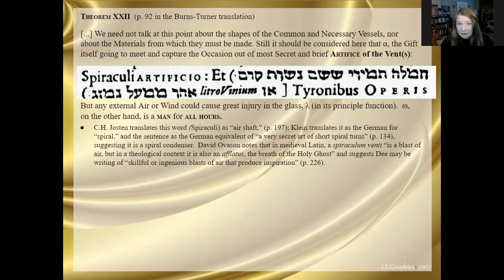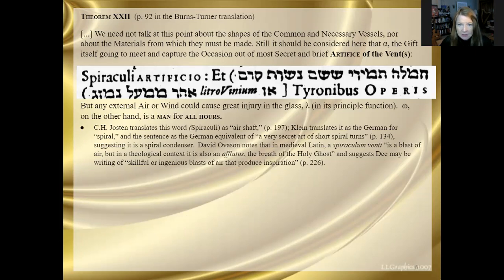Agnes Klein, in her German translation, translated it as a spiral, which is what it looks like. But she made that sentence the German equivalent of a very secret art of short spiral turns. She's taking some liberty in her translation there, although I really like it. And she's suggesting it is a spiral condenser. And if you remember from last class talking about that diagram, that would work.